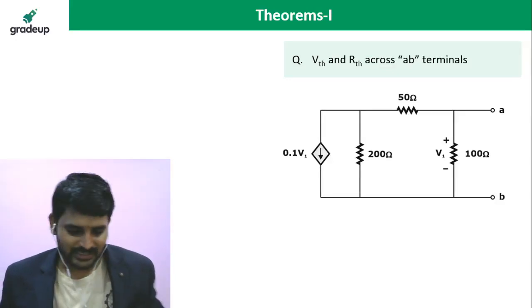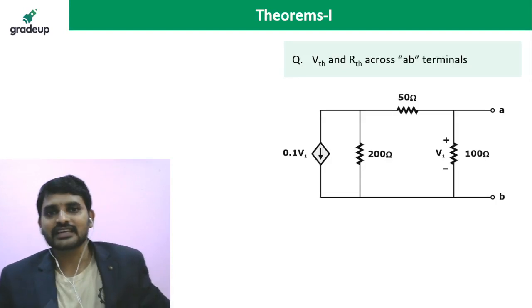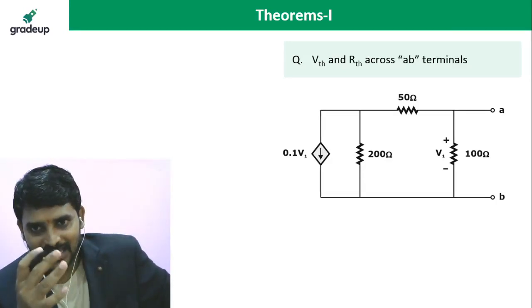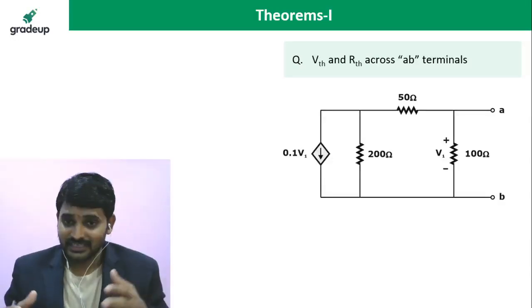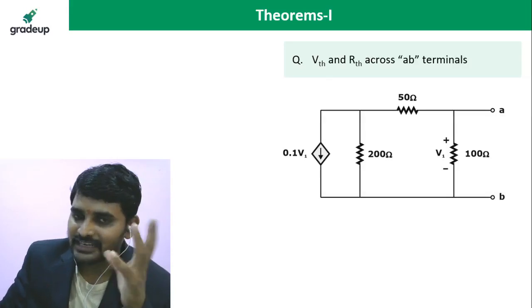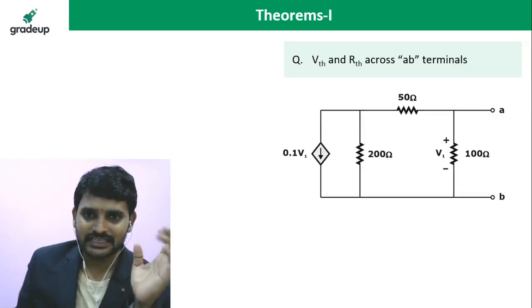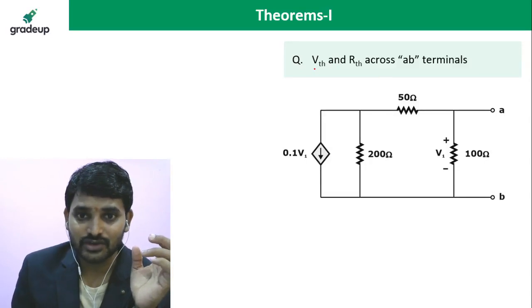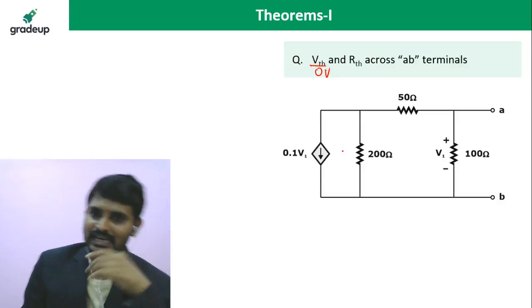Okay, let me go ahead with this one. As the network consists only of passive elements and dependent sources, it doesn't have any element which can deliver energy. It doesn't have any active element, so the network is not active. If the network is not active, VTH is completely zero. So here VTH is going to be 0. Now you need to calculate only RTH. How do you calculate RTH?